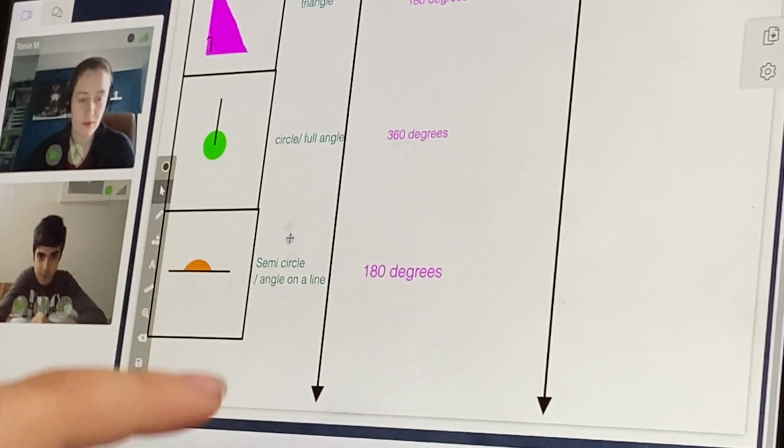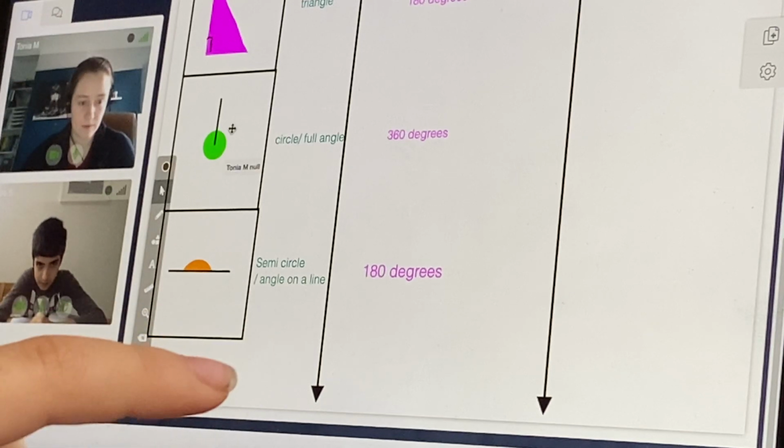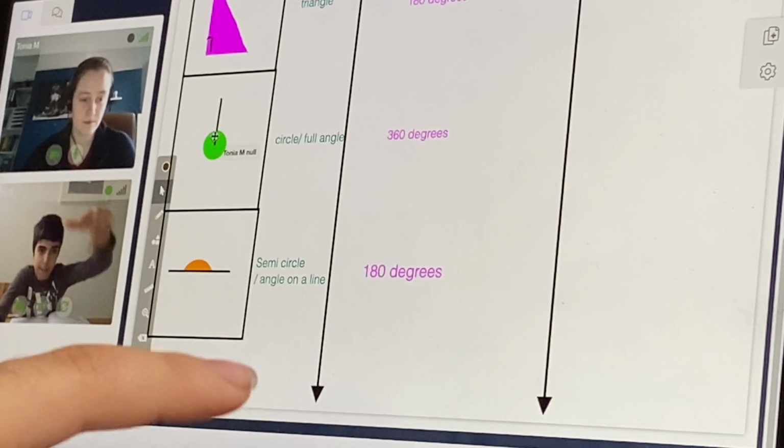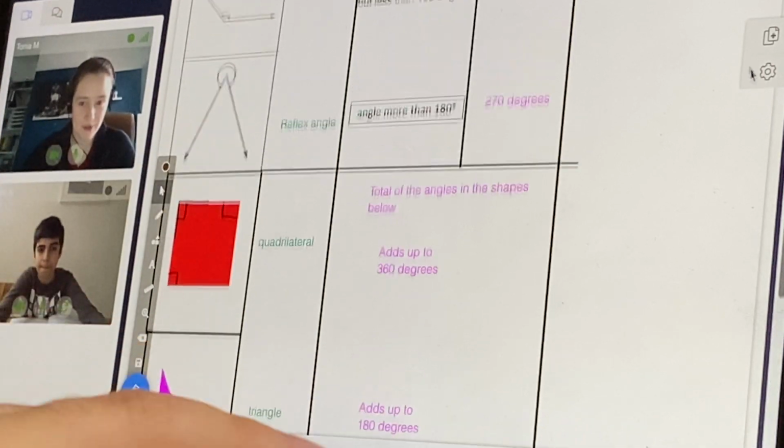This one, the circle and the semi one, I thought it was going to be a thing, but because it's turning, it's going to be 360.